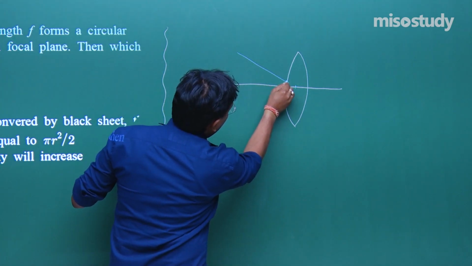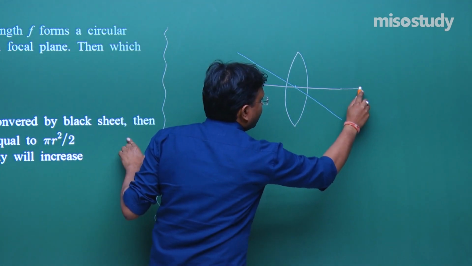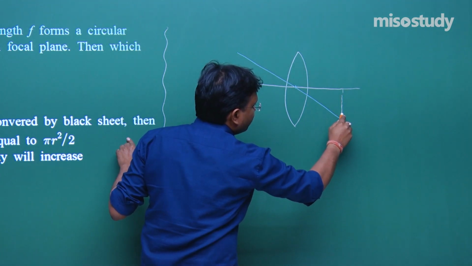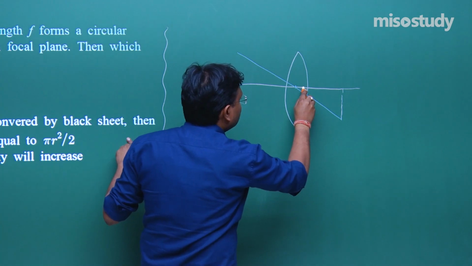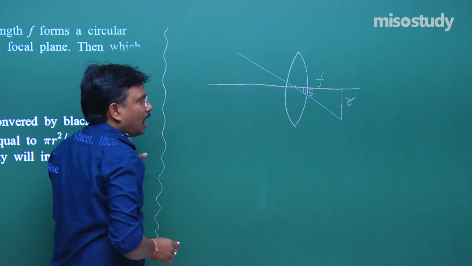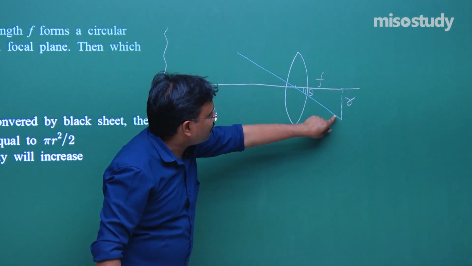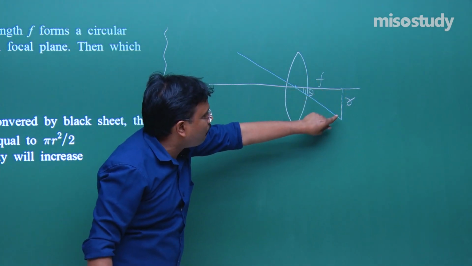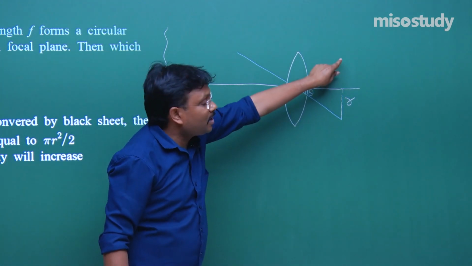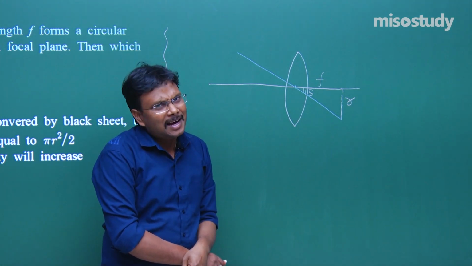So the rays go like this, and at the point where this blue tilted line meets the white line, this angle is theta, this is f and this is r. I hope it is not difficult for anyone to visualize. Now what will happen? Here it will form the image of the sun, so it is going to be circular in nature. What is the formula for the area of a circle? That is pi r squared, simple.